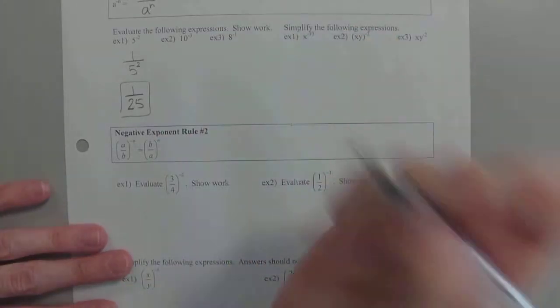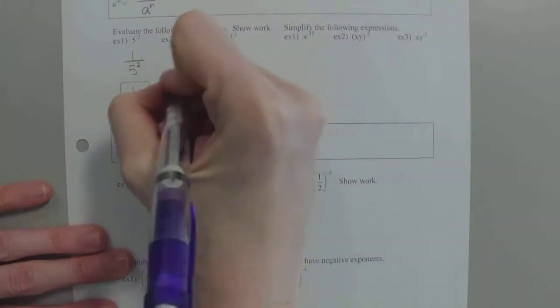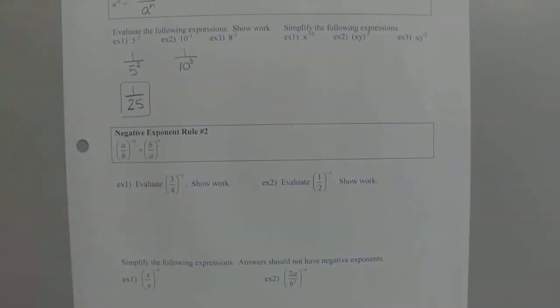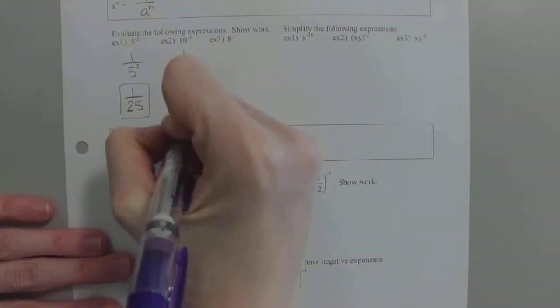What about 10 to the negative third? What's the first move we make? It'll be 1 over 10 to the third, right? It's okay. You knew it. And you had the positive there. And then what is 10 cubed? Well, 10 times 10 is 100 times another 10. It's 1,000, right? So this is 1/1,000.